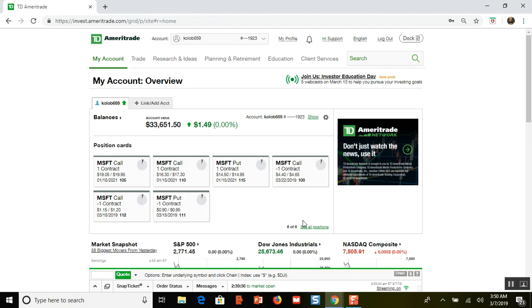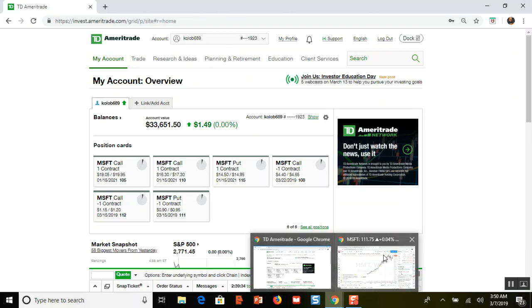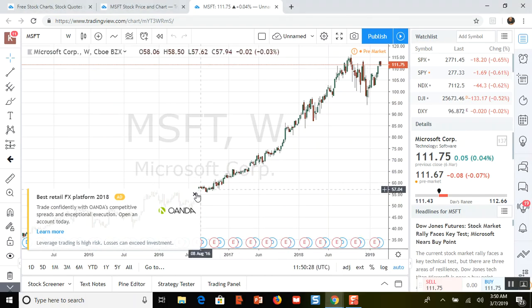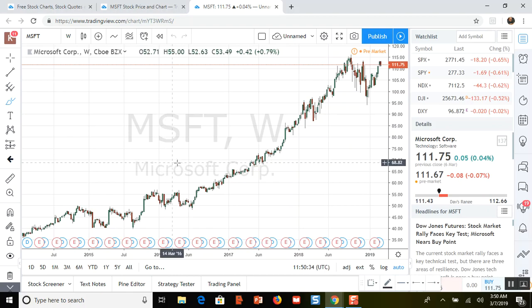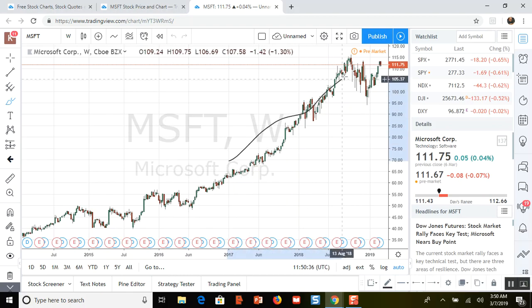So I bought this put option, and actually I need to go to the chart. Okay, let's take a look at Microsoft, and I'll show you why I did all this. This is a long-term chart on Microsoft, over the last 5 years, and you can see Microsoft has been doing very well until it finally hit the headwinds right there, which incidentally is the same thing that the entire stock market did.